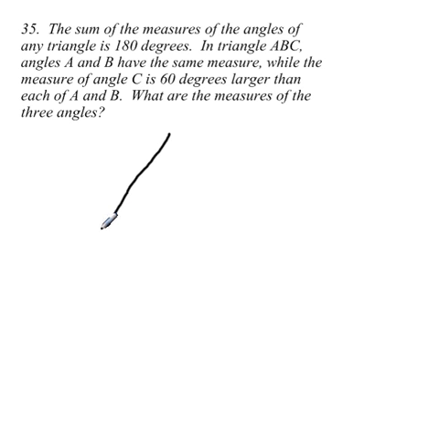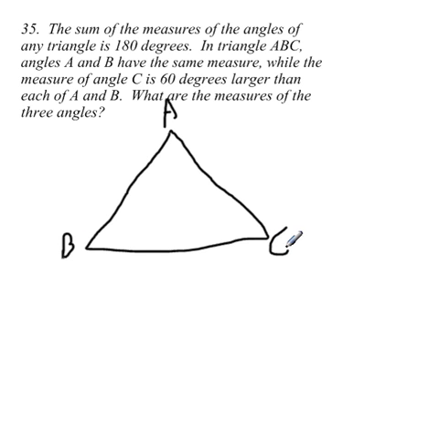So let's start out with just a quick hand-drawn rendering of a triangle. We'll label it A, B, and C. So that's what we have to work with. Let's start out with rereading the problem. It says angles A and B have the same measure.